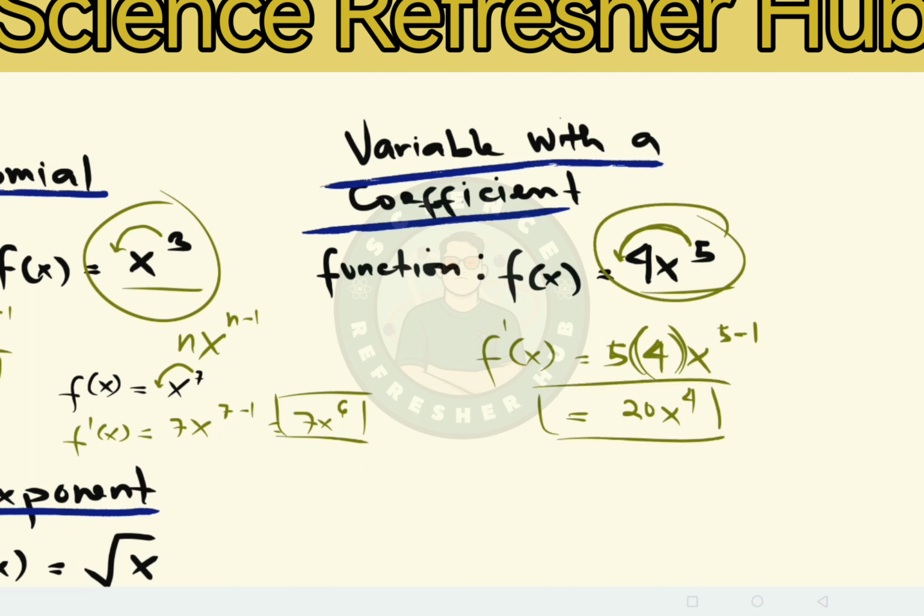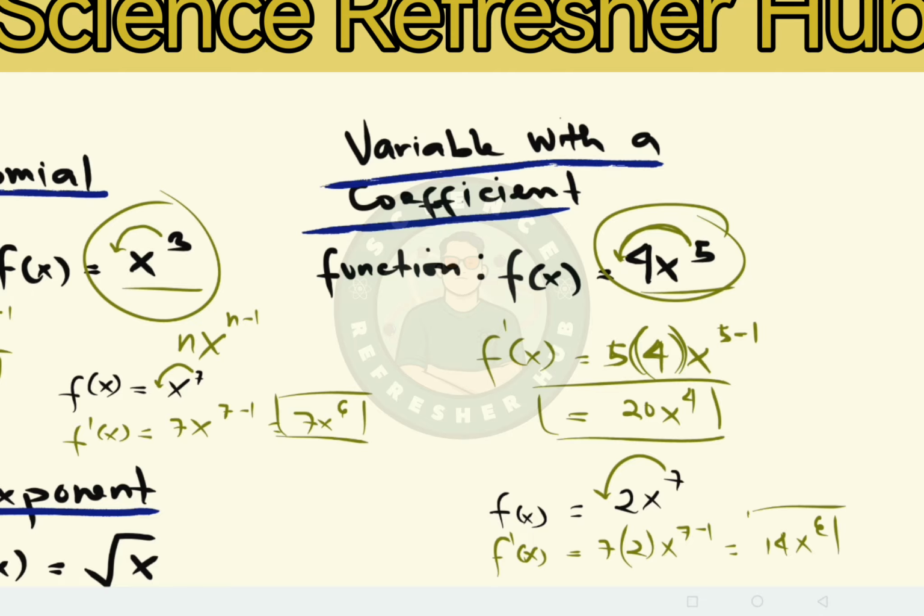Another example, let's say you have 2x raised to 7. So let's get the derivative, f prime of x. 7, put it in front, 7 times 2x, then 7 minus 1, you will get 14x raised to 6.